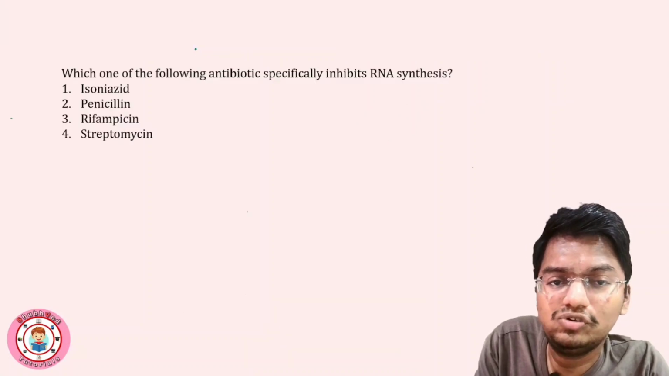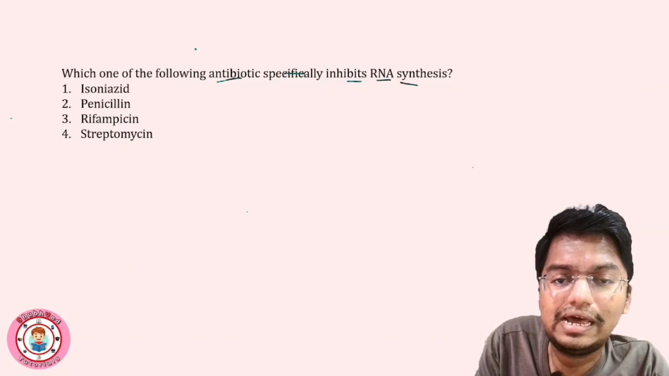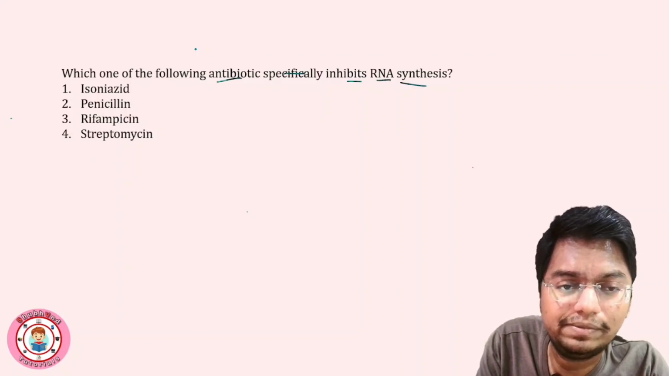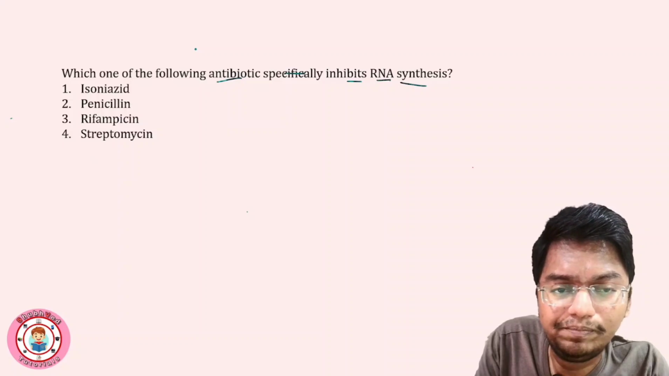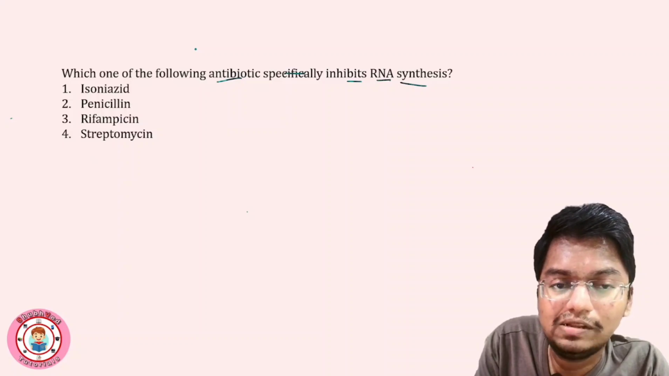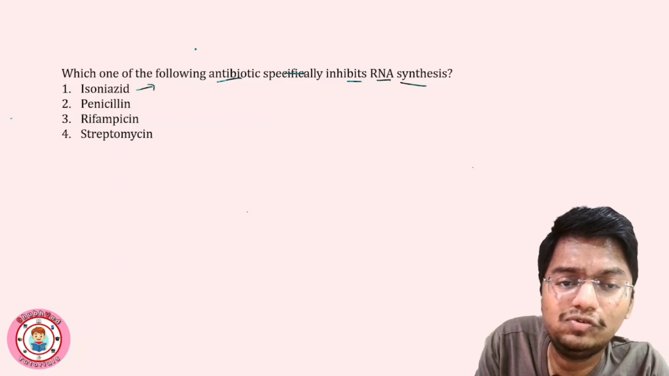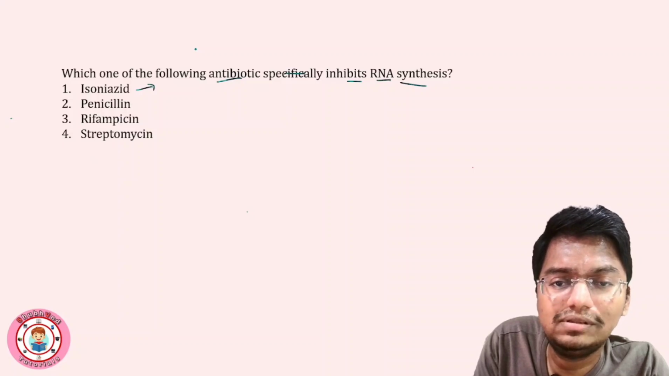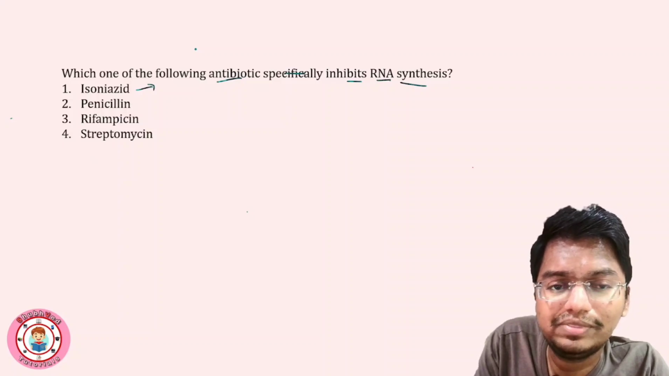So first question, which one of the following antibiotics specifically inhibits RNA synthesis? Okay, RNA synthesis को inhibit करना है, मतलब transcription inhibitor, right? So basically, let us see the options. Isoniazid. Isoniazid is basically used for Mycobacterium tuberculosis, right? Treatment. So this is not for RNA synthesis.